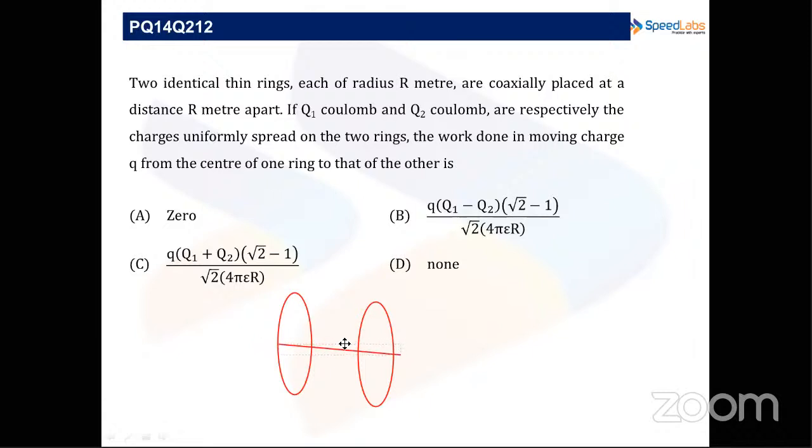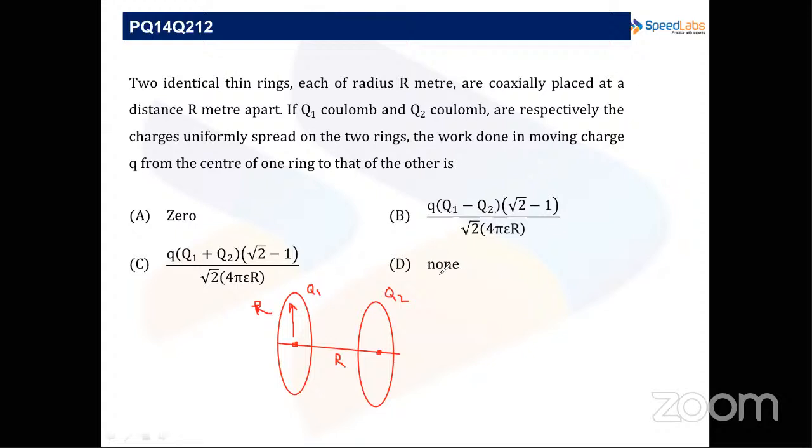मैं इनके सेंटर दिखा रहा हूँ, just a second. So this is center of the first one, this is center of the second one, और दोनों की रेडियस r है, कैपिटल R है. If they are R distance apart, so this distance is, placed at a distance R meter apart. So let us take की रेडियस is small r, है ना. Now if q1 coulomb and q2 coulombs, so these are respectively the charges uniformly spread on the two rings. तो इसके ऊपर चार्ज q1 है, इसके ऊपर चार्ज q2 है.